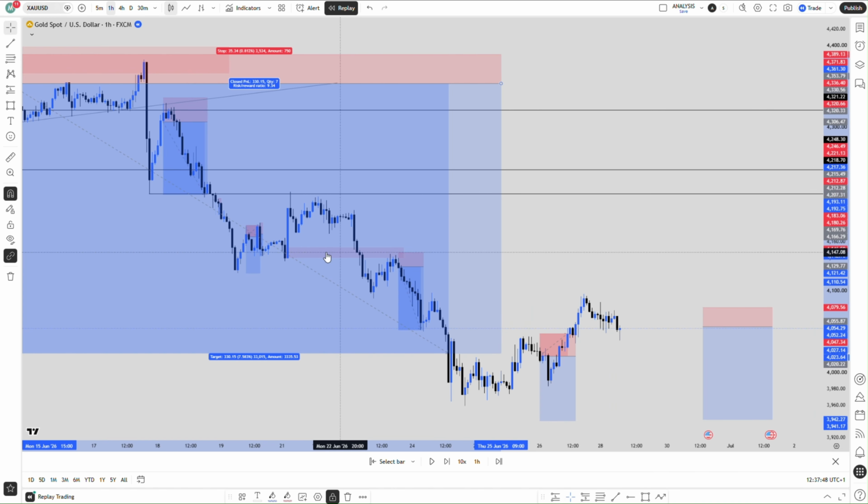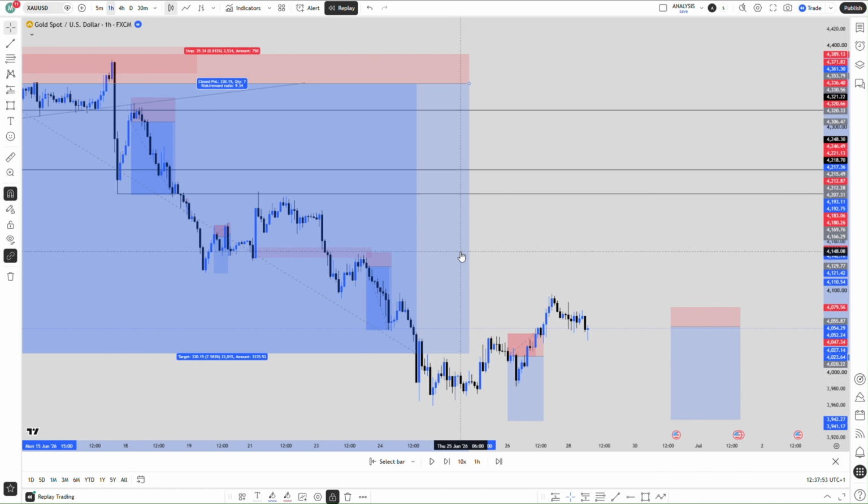So what happened was I waited for a break and retest of this breaker block. It's clear. All these things are just repetition. It's the same thing we are doing over and over again. Just find your system that you can repeat and you make your money from it.